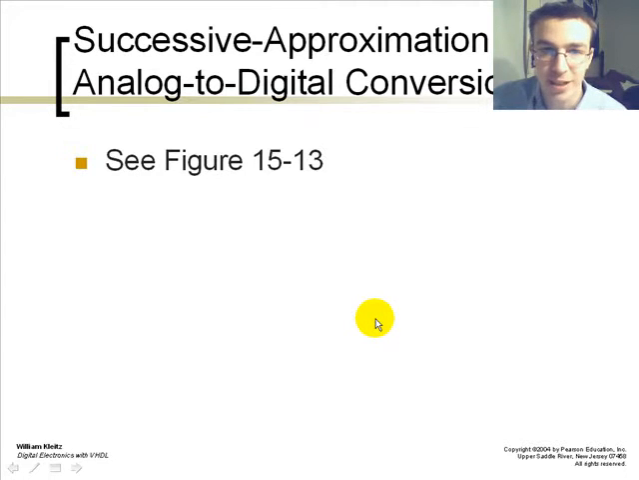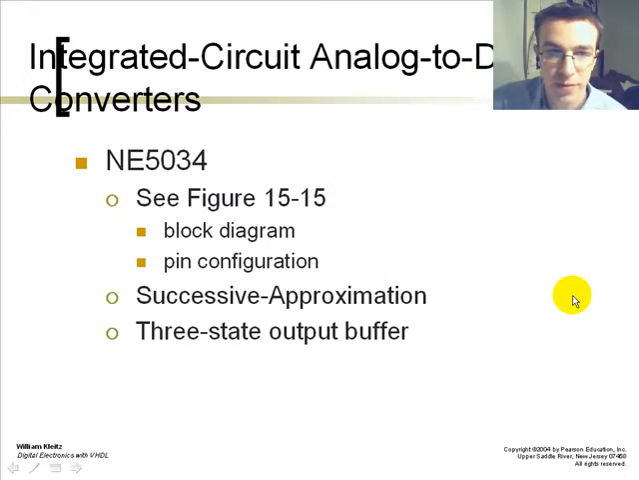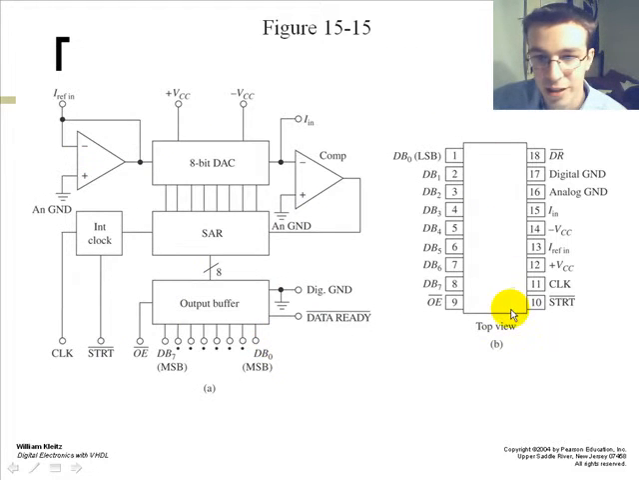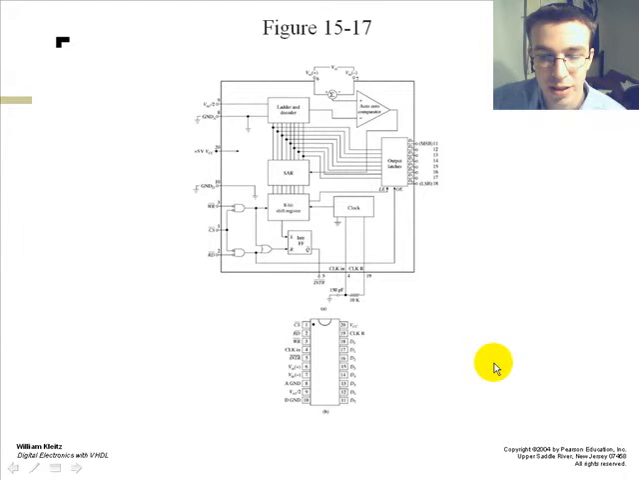Successive approximation analog to digital conversion. This is an example of that, with your register, your SAR, taking these values and your 8-bit D to A converter values, combining them and putting them through the output register. Integrated circuit analog to digital converters. Another example of these is the NE5034, as shown here in our block diagram, and the ADC0801. It's another integrated converter.